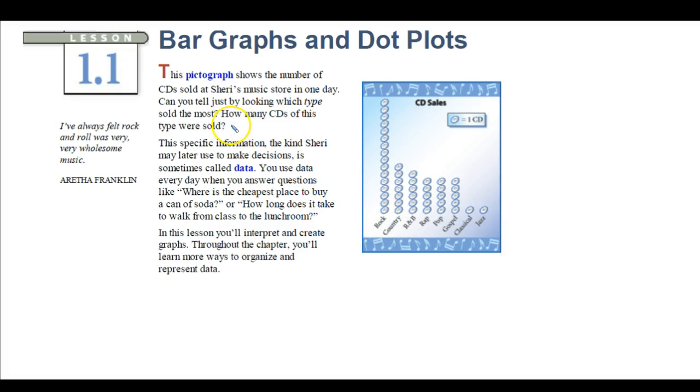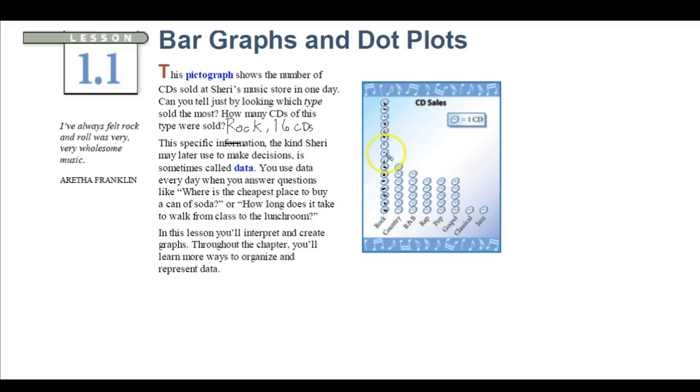So first, let's just say it is, whoa, that's not what I want to do. All right, let's try that again. So we're going to say it is rock. Rock is the one that has been sold the most. And then we would say there's 1, 2, 3, 4, 5, 6, 7, 8, 9, 10, 11, 12, 13, 14, 15, and 16. So we know they sold 16 CDs.